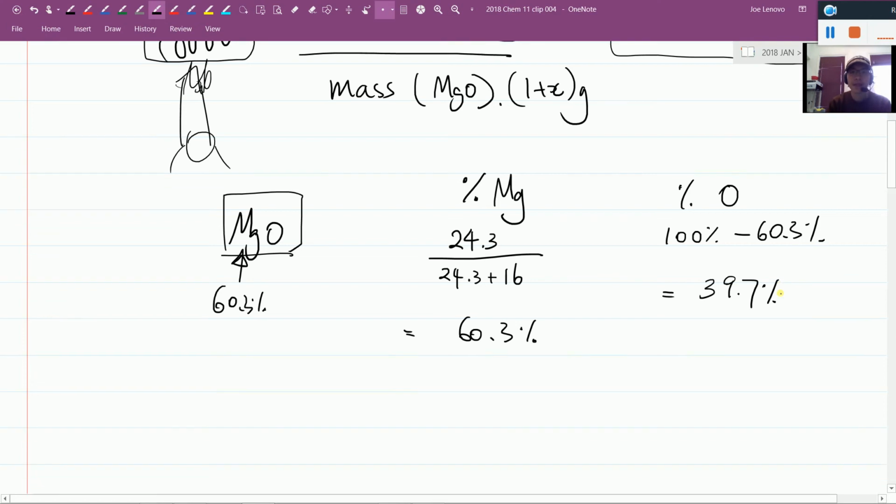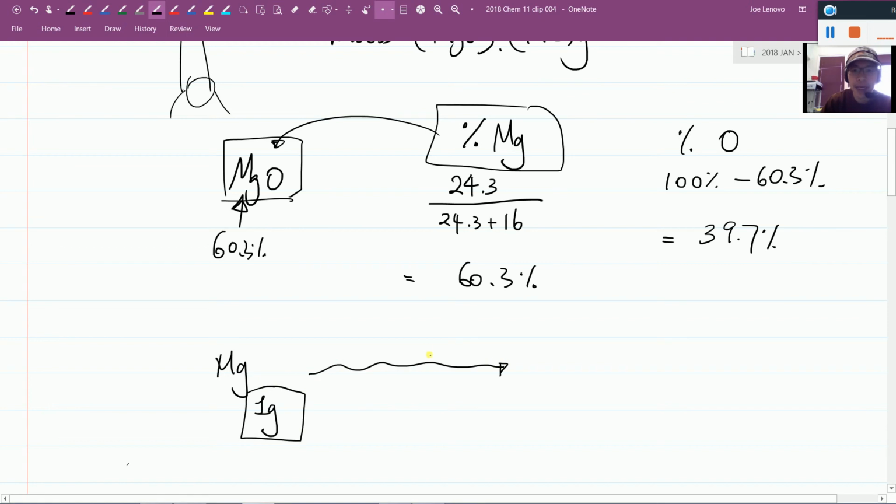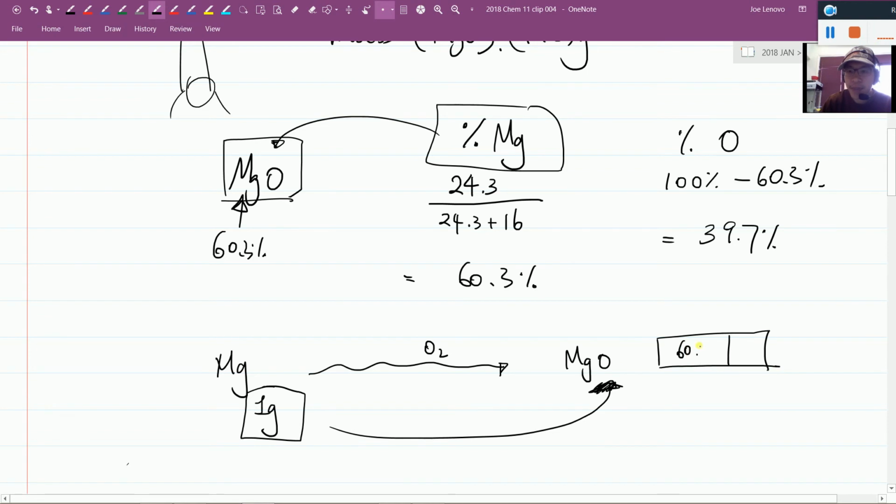Assume all the magnesium is burned and goes into the magnesium oxide. So let's say we have 1 gram of Mg, and at the end of the day, when it reacts with oxygen, becoming MgO, this 1 gram goes into the MgO completely. Part of the MgO, according to the percentage, 60.3% is our Mg, and the oxygen is 39.7%.